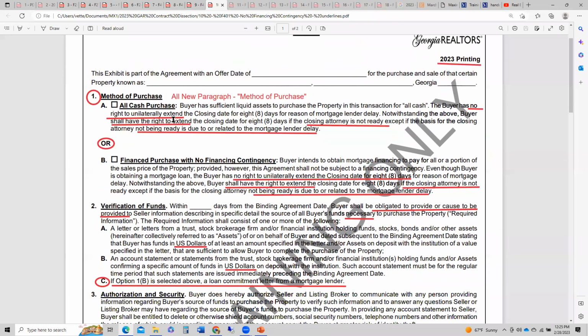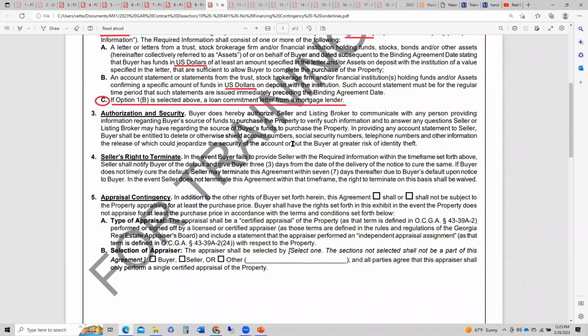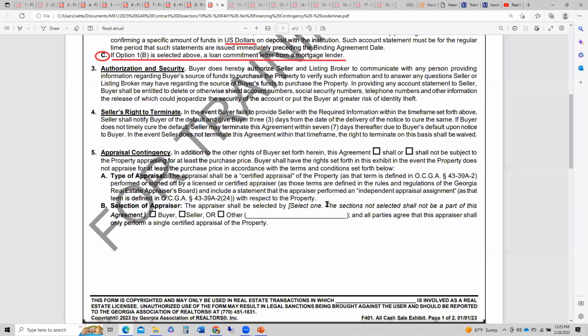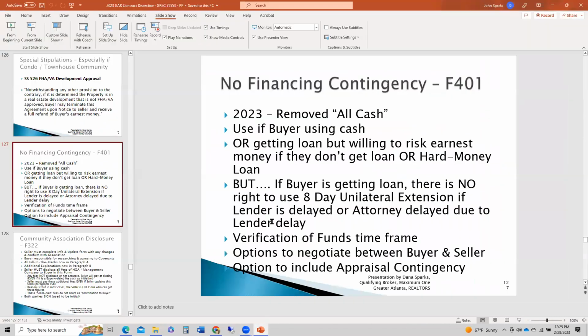Now, if a buyer is getting all cash, they do have to provide verification of funds within so many days from the financing contingency. And then buyer and seller can negotiate an appraisal contingency if they want to, but it's not required. All right.